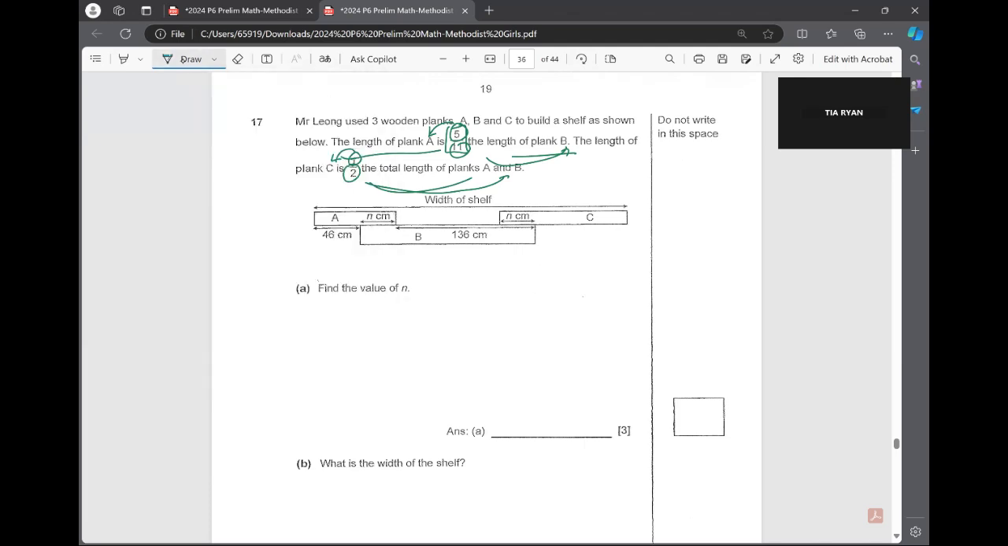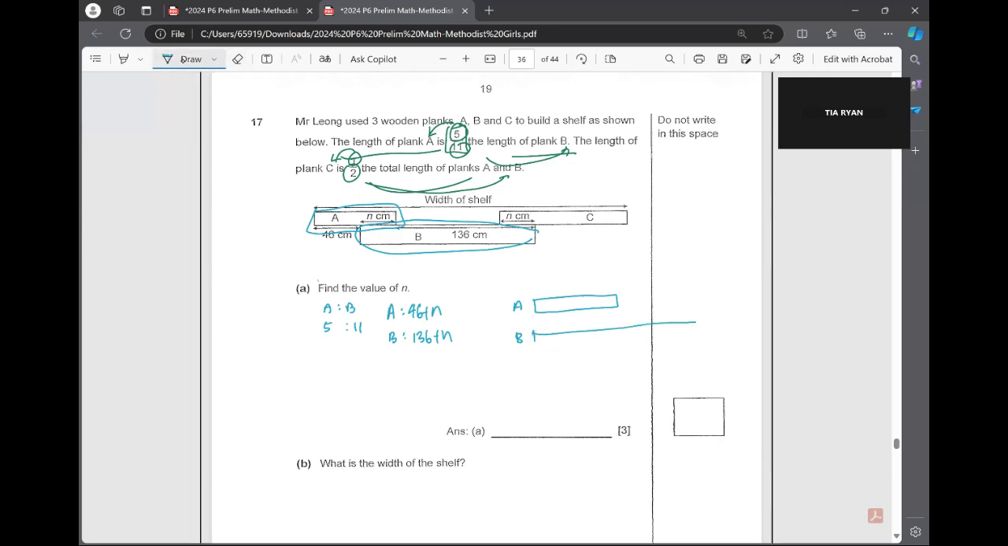So first of all, I have to find the value of N. I know that I can compare A and B, right? I know that A to B is technically 5 to 11. And I know A over here is made up of 46 plus N, and B is made up of 136 plus N. If I draw the model, A is shorter, B is much longer.